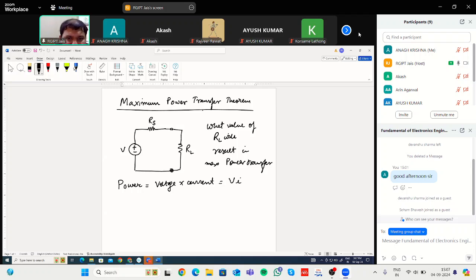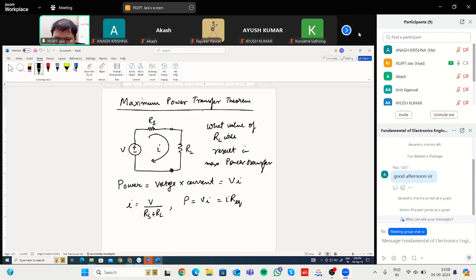So let us first find out the current flowing through this circuit. I is nothing but the voltage that you are applying divided by the resistances, and these two resistances are in series: RS plus RL. Now, to calculate power, VI. This V you can also write using Ohm's law as I multiplied by R, again the equivalent R.